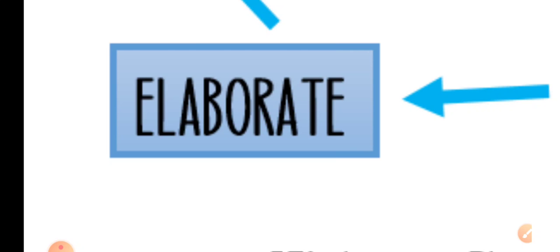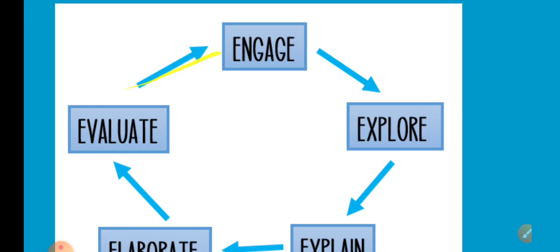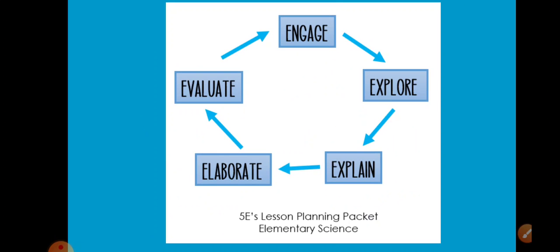And other books, they termed it as extend. And after elaborate, we now have the evaluate. Of course, evaluation means making judgment, giving ratings, like for example, assessing the students. Yes, that is evaluate. And after we evaluate, we will now go back to engage again our students. So that is the nature of what we call the 5 E's lesson planning packet in elementary science.